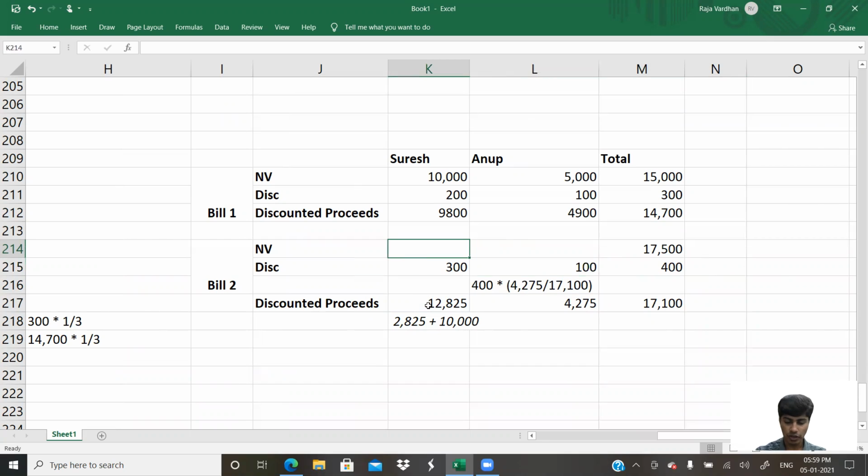Okay, if you want, I can do it. See, for 12,825 multiplied by 17,500 divided by 17,100, you get 13,125. And here you can simply do 17,500 minus 13,125, which is 4,375. You would get this. You get that?